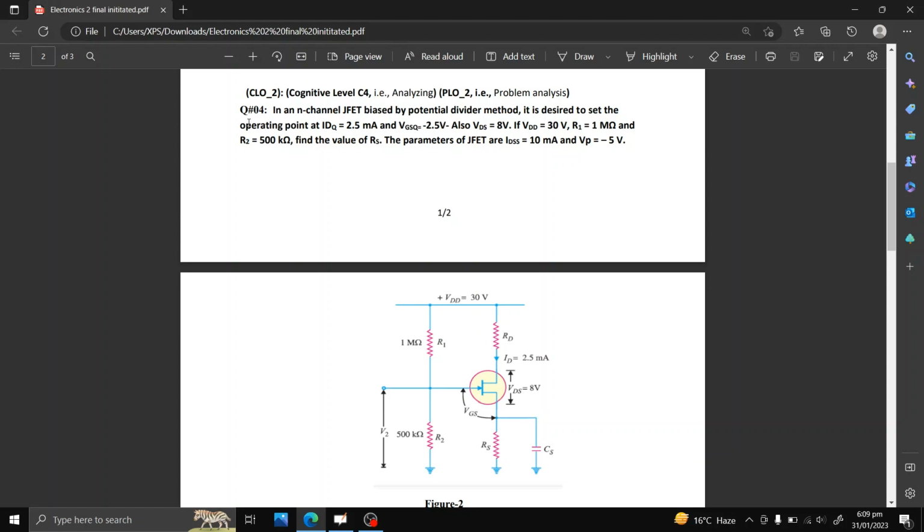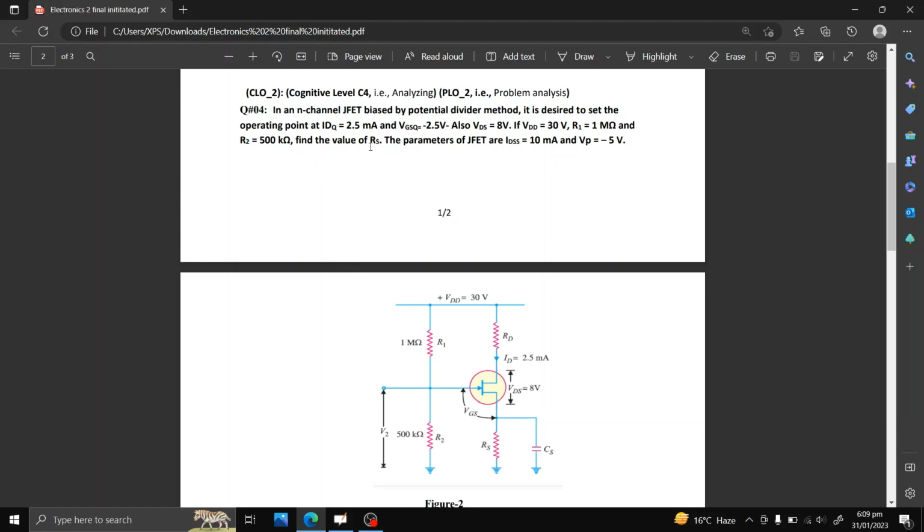And it is desired to set the operating point at IDQ equal to 2.5 milliampere and VGSQ equal to minus 2.5 volt. So we are given the Q point for the DC analysis, which is IDQ is 2.5 milliampere and VGSQ is minus 2.5 volt. And we are also given the VDS, the drain to source voltage, as 8 volt. It says that VDD is 30 volt, R1 is also given, which is 1 mega ohm, R2 is also given, which is 500 kilo ohm.